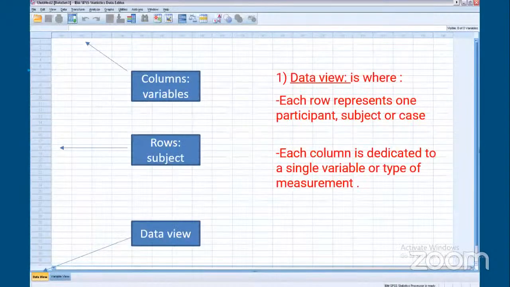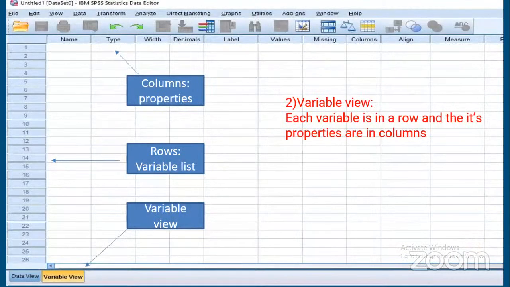Here is a screenshot of the view you will see after you open the software. In the left lower corner, you see two options, either data view or variable view. Now we are in a data view. In a data view, each row here represents one participant, subject, or case, and each column here is dedicated for a single variable or type of measurement. Here is the variable view.